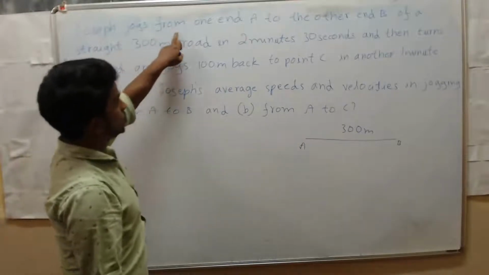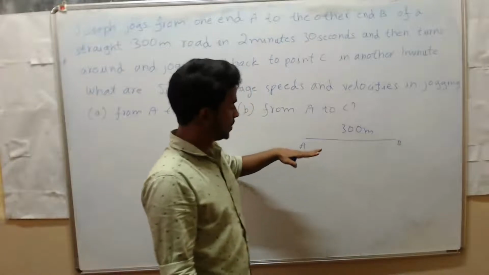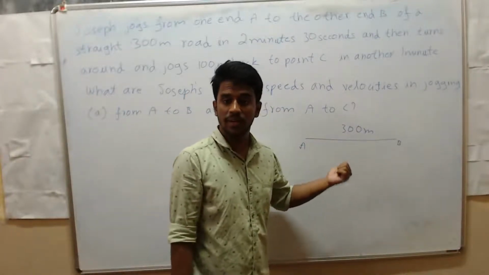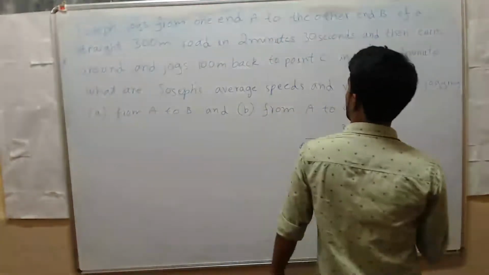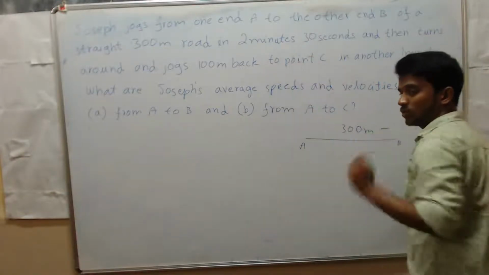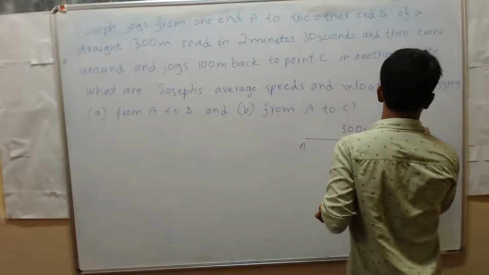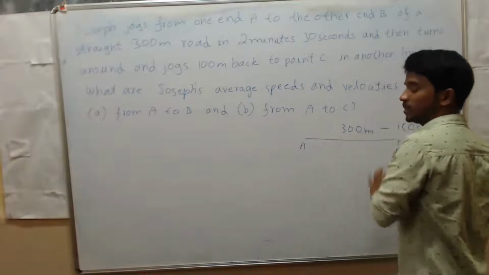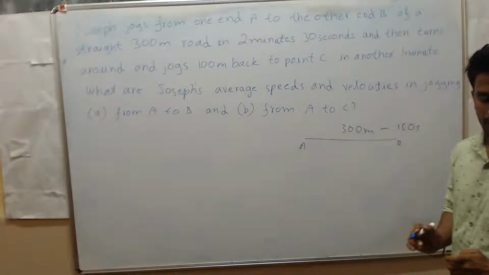So Joseph jogs from one end A to the other end B, which means he will travel from A to B and he will cover 300-meter distance in 2 minutes, sorry, 2 minutes 30 seconds. 2 minutes means 120 seconds, then plus 30, that is 150 seconds. In 150 seconds, he will cover total 300 meter. Which means he will travel from A to B. Clear?